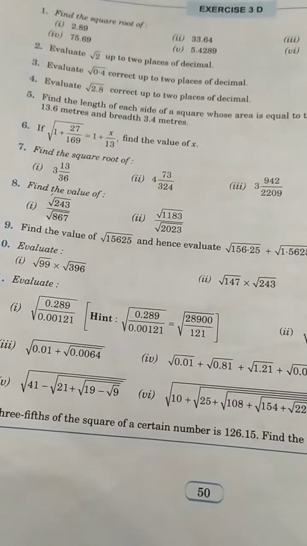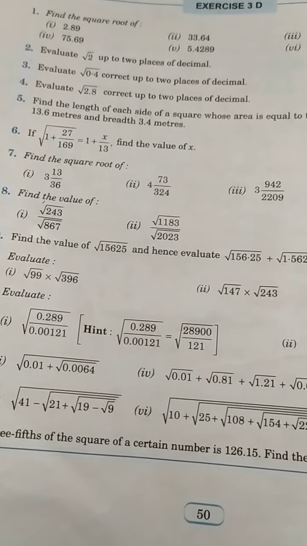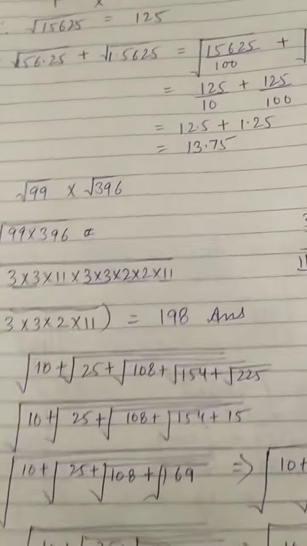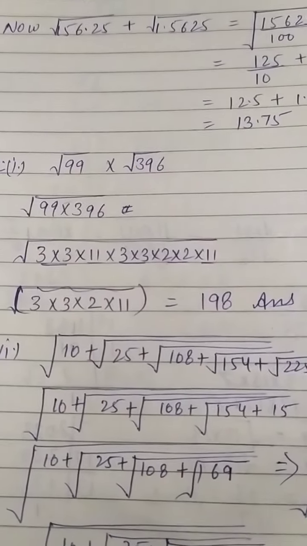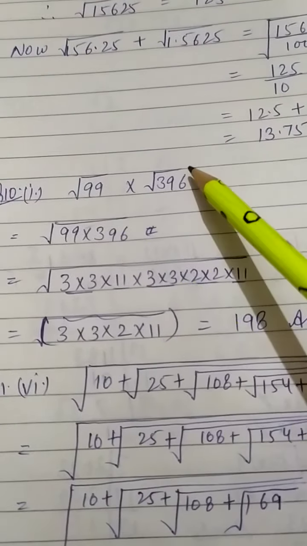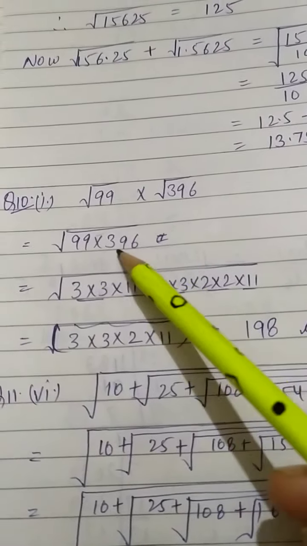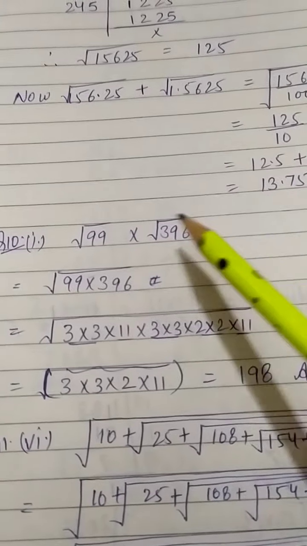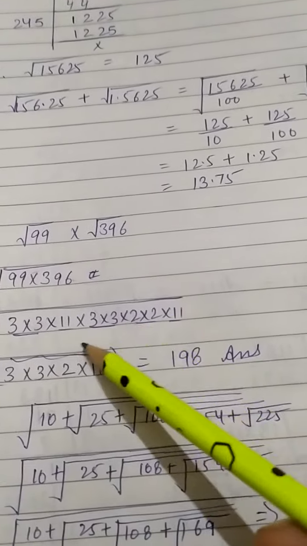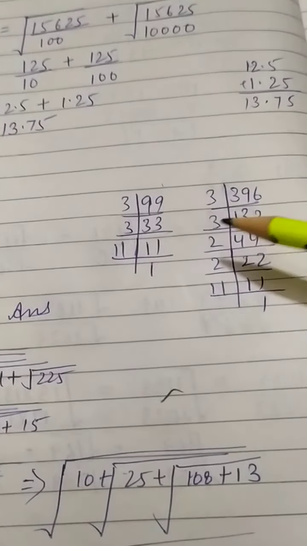Clear? Now see the 10th question. Evaluate under root 99 into 396. Let us see, if we have to evaluate numbers that are in multiplication, then, children, we will take the square root of both of them. Okay, because these are different square roots, we will take the square root of both together and find their factors. See how I have done.